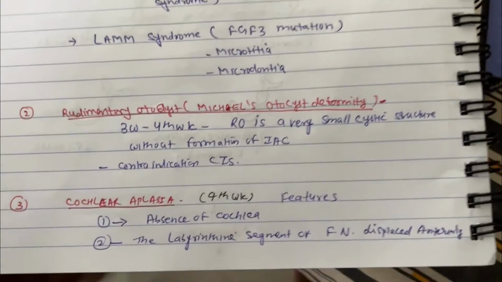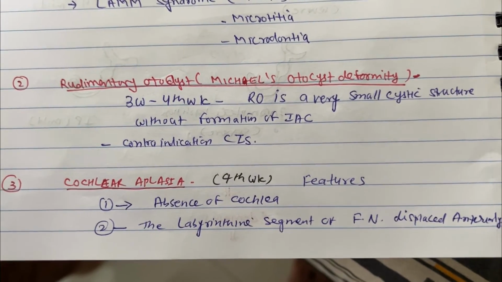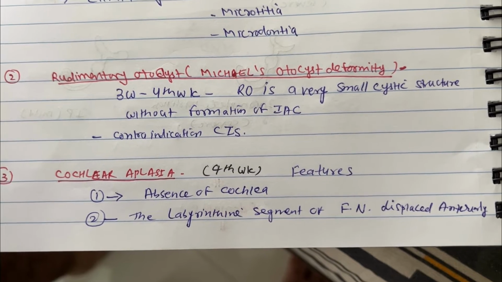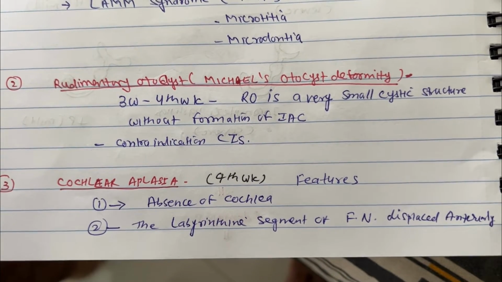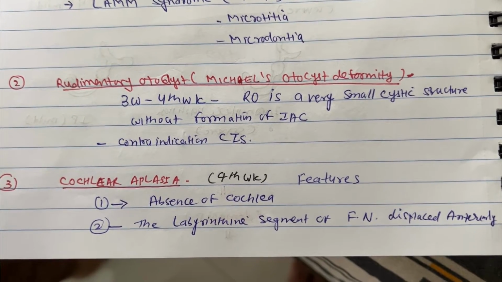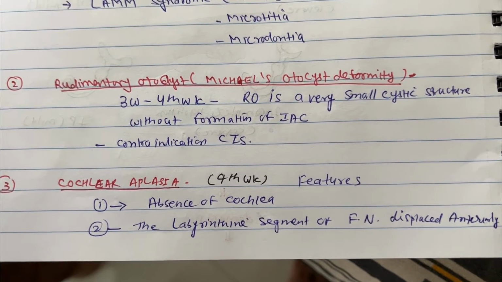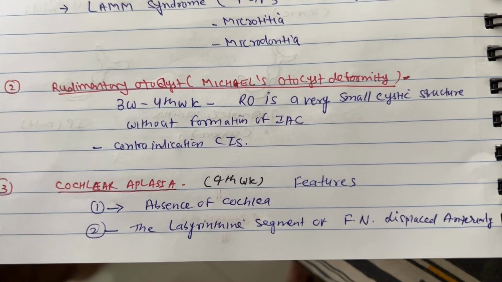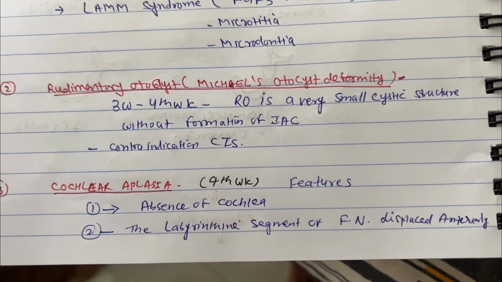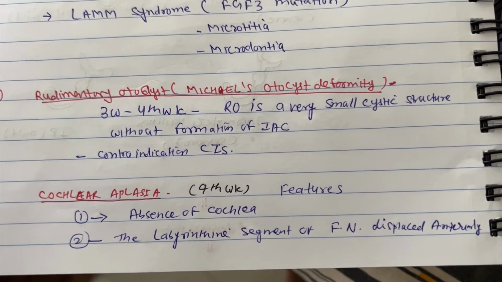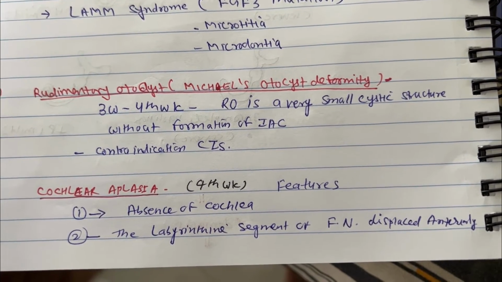Now the second one in the Sennaroglu classification is rudimentary otocyst. It is also called Michel otocyst deformity. It is because of arrest between the 3rd and 4th week, and the rudimentary otocyst is a very small cystic structure without formation of the internal auditory canal. It is also a contraindication of cochlear implantation.